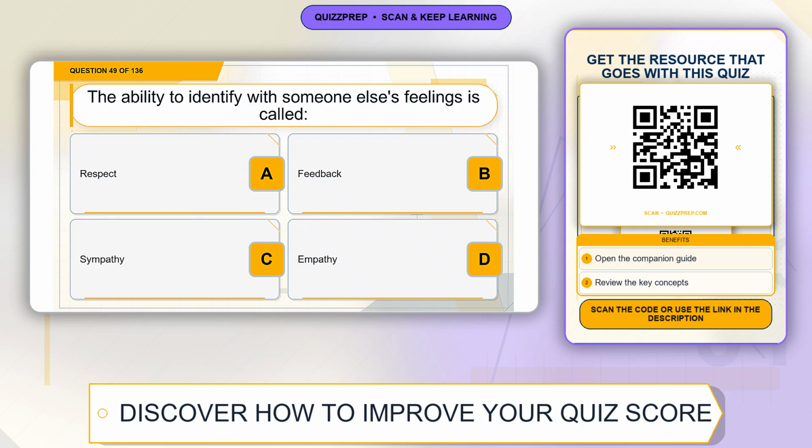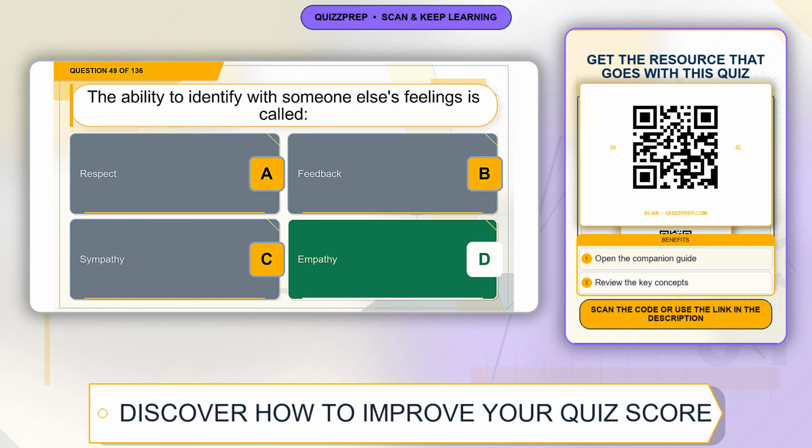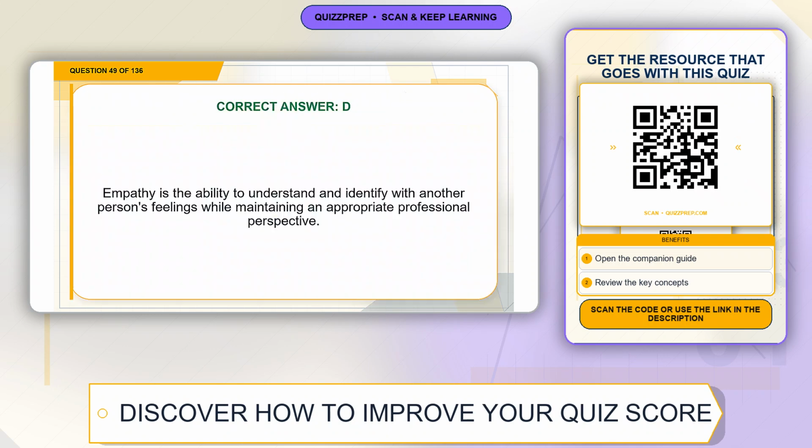Option A, respect. Option B, feedback. Option C, sympathy. Option D, empathy. The correct answer is option D, empathy. Explanation. Empathy is the ability to understand and identify with another person's feelings while maintaining an appropriate professional perspective.